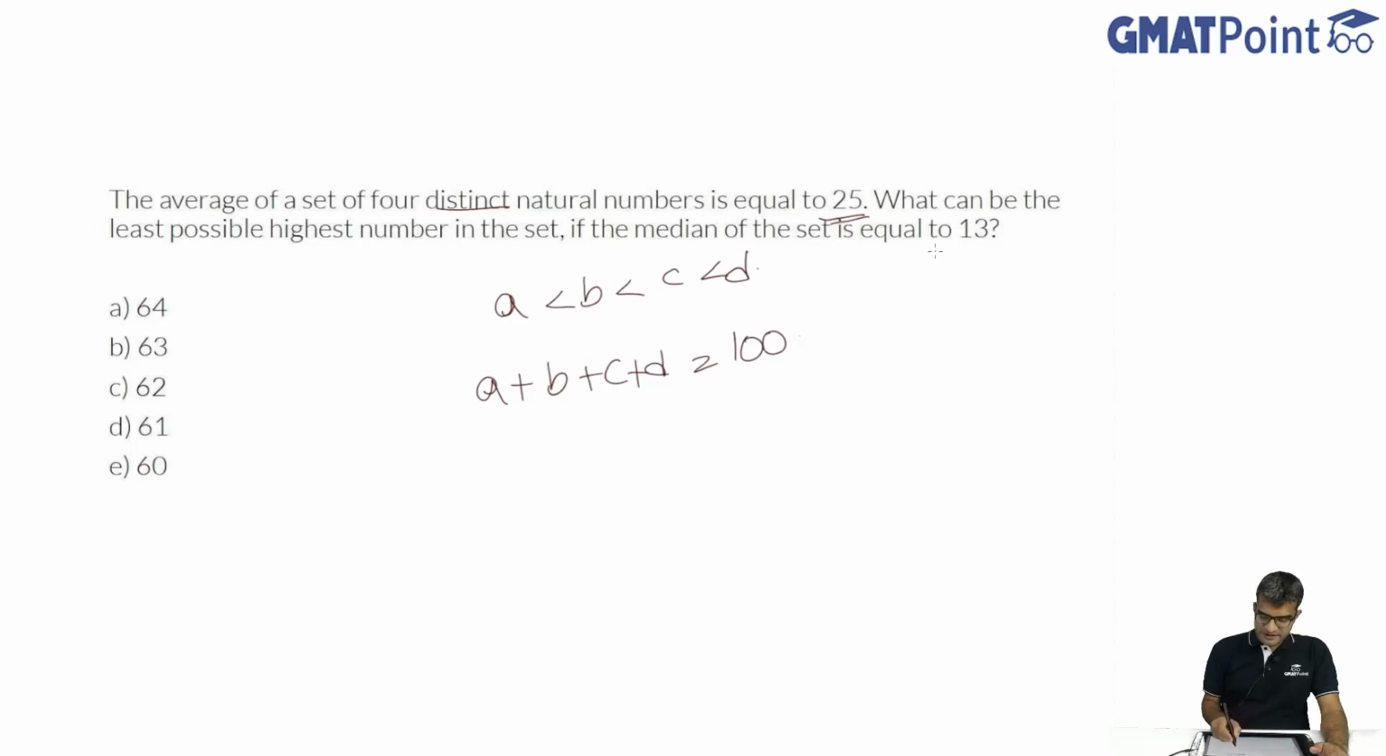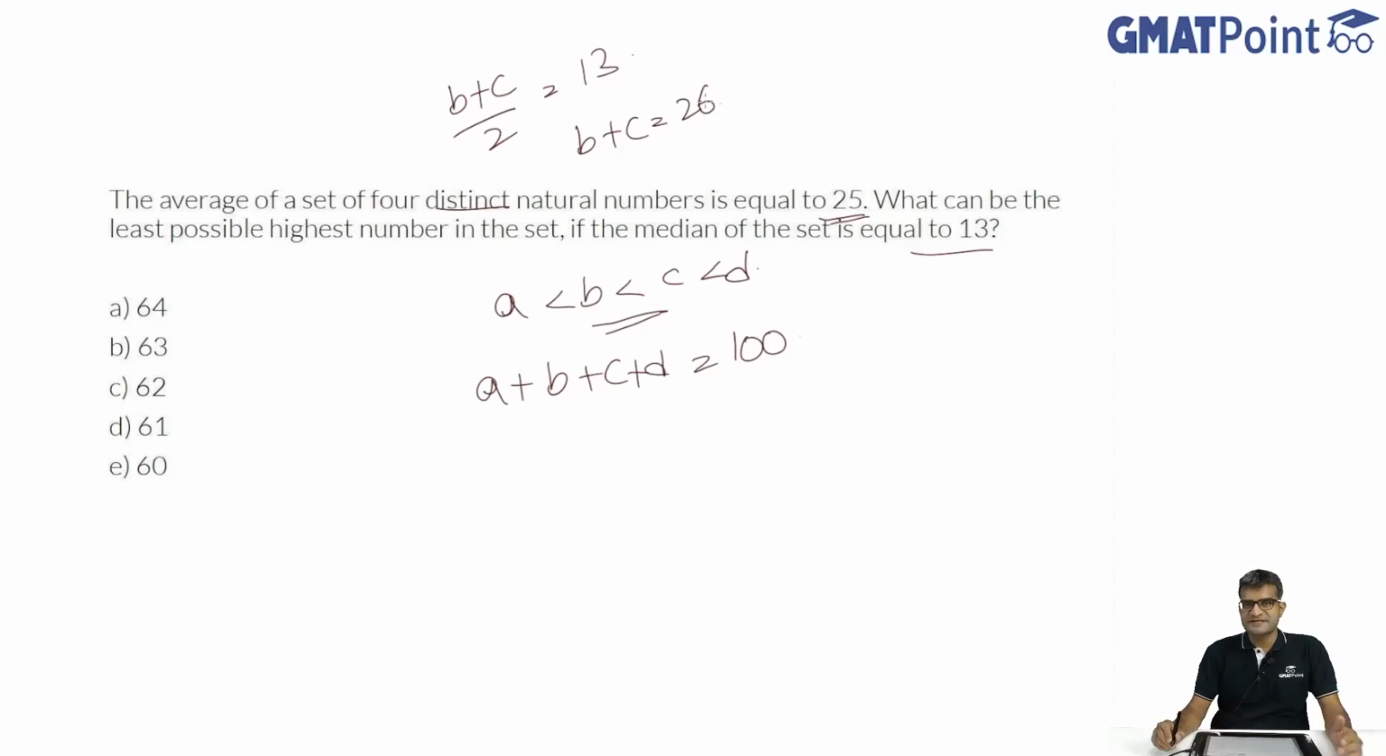We are also told that the median of this set is equal to 13. What is the median of the 4 numbers A, B, C, D, such that A is less than B is less than C is less than D? They are ordered in ascending order. The median will be, because there are 4 numbers, the average of B and C. So B plus C divided by 2 is equal to 13, or B plus C is equal to 26. If B plus C is equal to 26, the value of A plus D will be equal to 74.